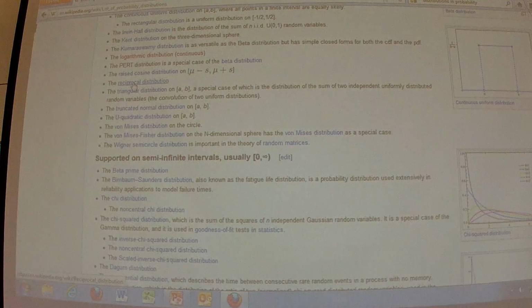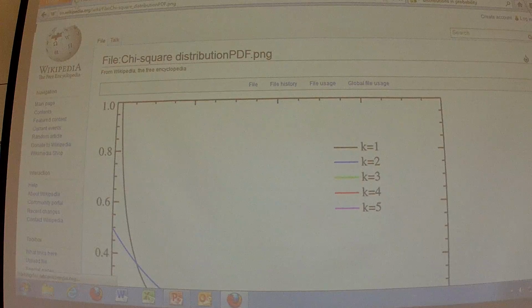In 244, we'll pick up a couple more: the t, the chi-square, the f. There are literally hundreds more, maybe even more that I'm not aware of. This is Wikipedia, I'm not sure. Here's your chi-square, that's one of those we do in 243.